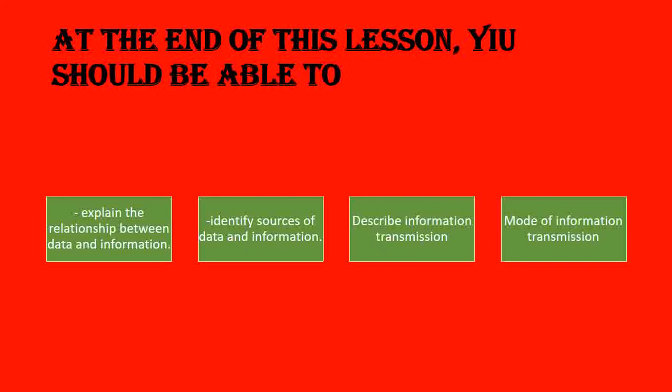At the end of this lesson, you should be able to explain the relationship between data and information. You should be able to identify sources of data and information, and not only sources alone. You should know examples of data, and the types of data. Please don't confuse them. There are three different things: the sources of data, examples of data, and types of data. Let me take it again: sources of data, examples of data, and types of data. So that when they ask you for sources, you will not give them type. When they ask you for type, you give type. Then we should be able to describe information transmission and their modes.